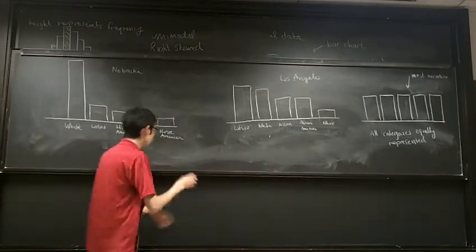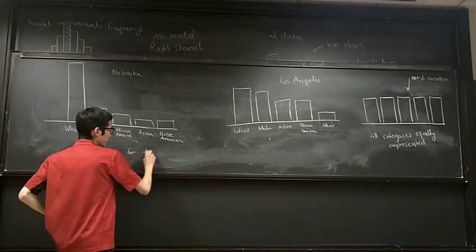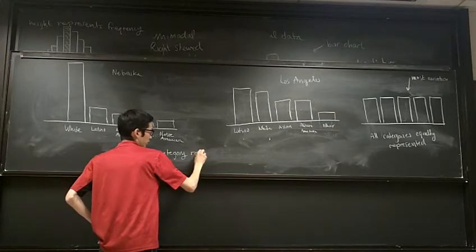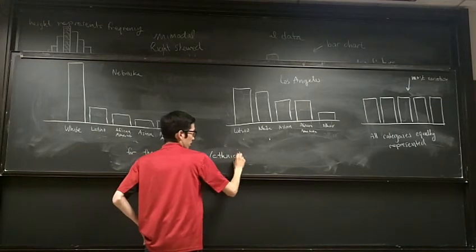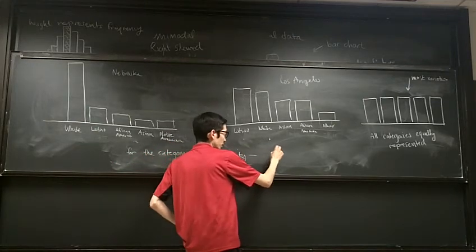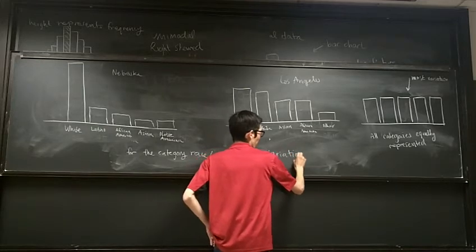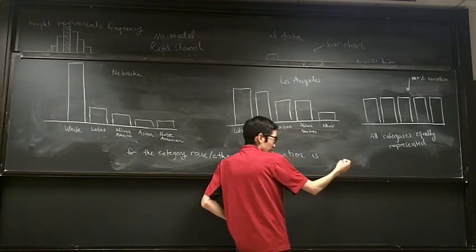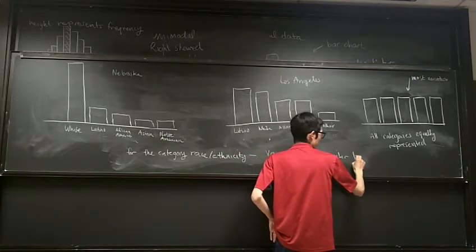So for the category race or ethnicity, okay, variation is similar in idea, similar to diversity.